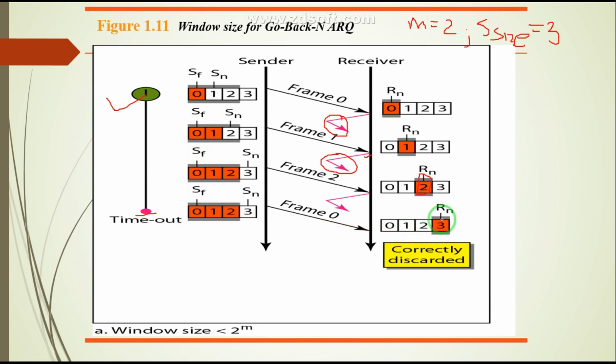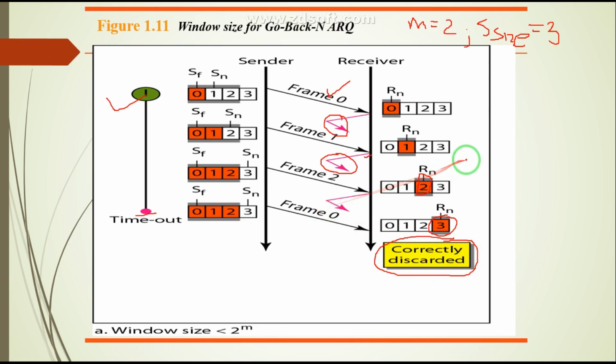But over here, Rn is equal to 3. It means the receiver is going to expect frame number 3. Why is it so? Because the receiver has received all these 3 frames, 0, 1 and 2, so it is expecting frame number 3. But unfortunately, the sender is going to resend frame 0. So it gets duplicated over here, because we already received frame number 0. Then the receiver can easily, correctly discard this frame number 0, so there is no copy of duplicate frames.